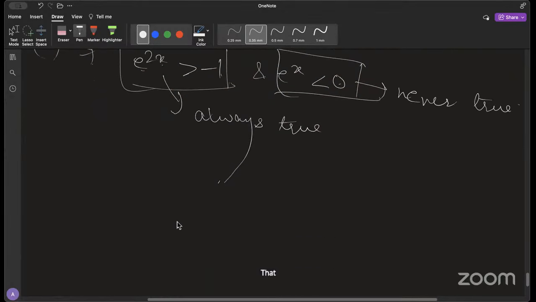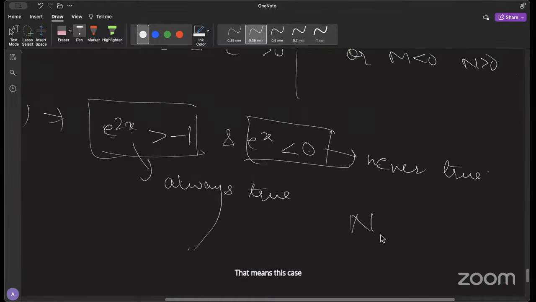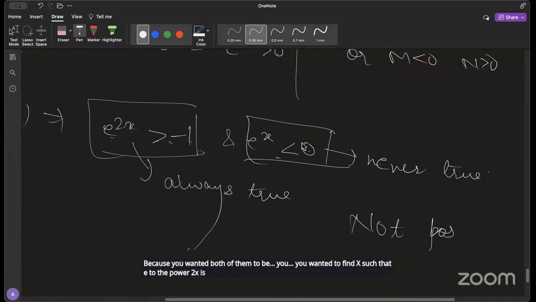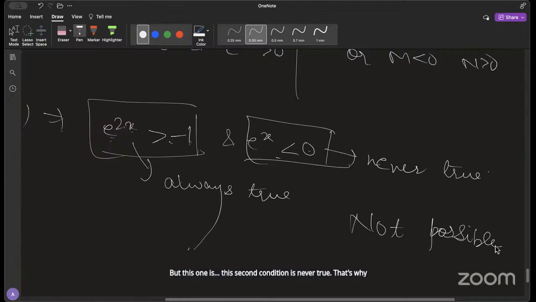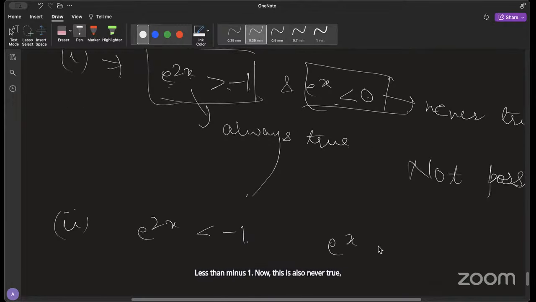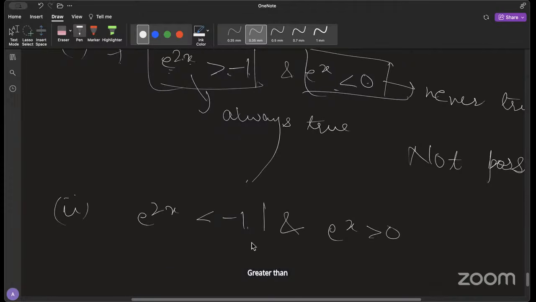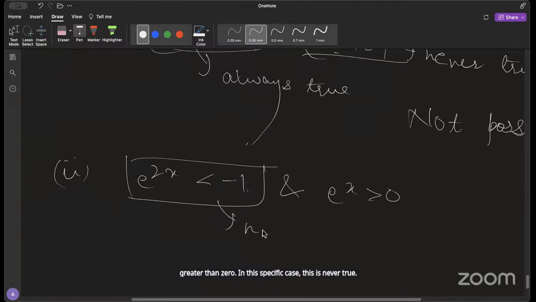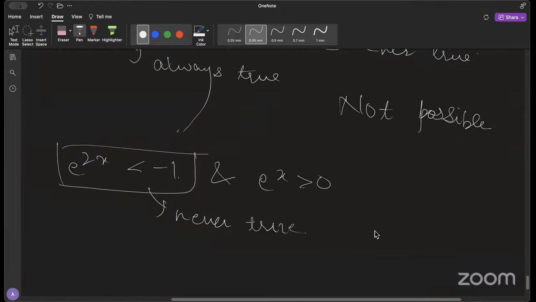That means this case is not possible. Because you wanted to find x such that e to the power 2x is greater than minus 1 and e to the power x is less than 0. But this second condition is never true. That's why this case is never possible. Then the second case said e to the power 2x less than minus 1. Now this is also never true. e to the power x greater than 0. In this specific case, this is never true. This implies this case is also not possible.